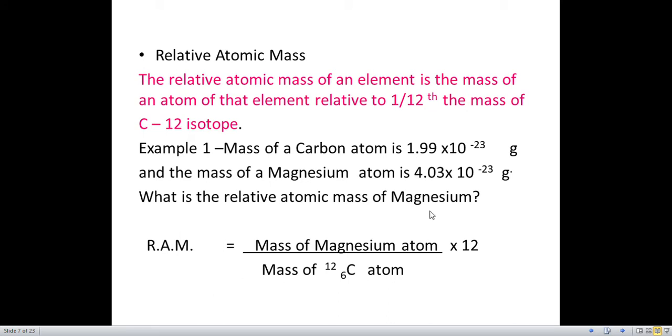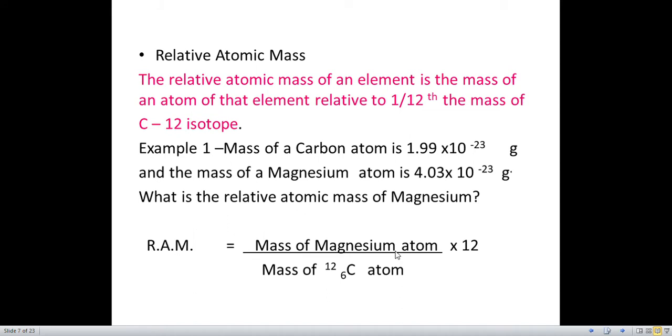Relative atomic mass. The relative atomic mass of an element is the mass of an atom of that element relative to 1/12 the mass of the carbon-12 isotope. Here I have given you an example. The mass of a carbon atom is 1.99 × 10^-23 gram, and the mass of a magnesium atom is 4.03 × 10^-23 gram. Now we are going to find the relative atomic mass of magnesium.